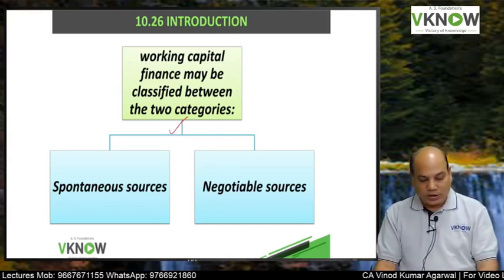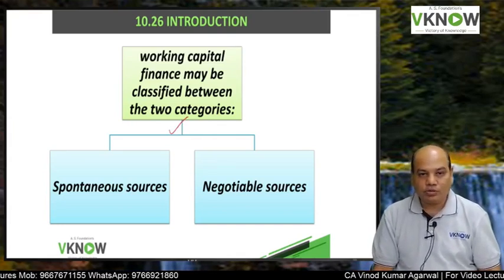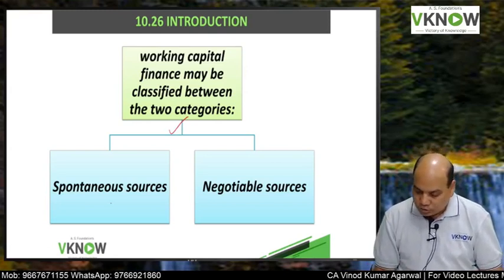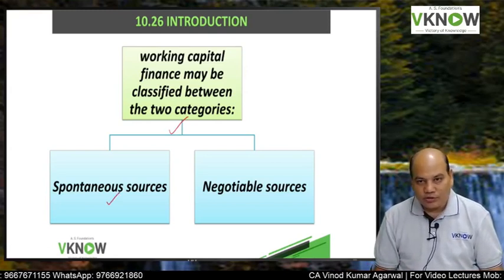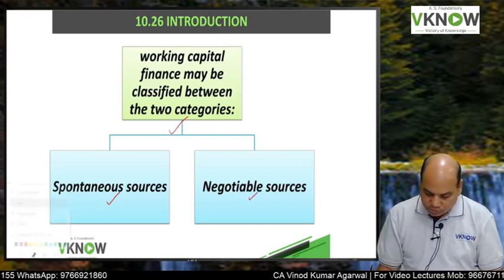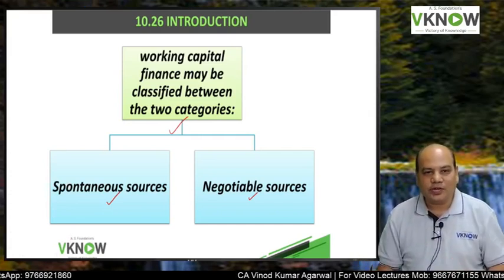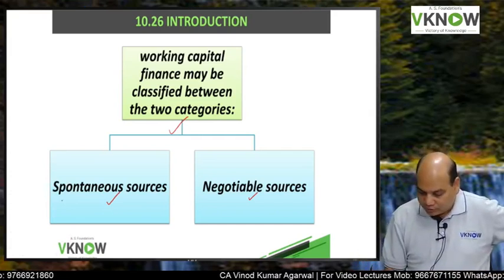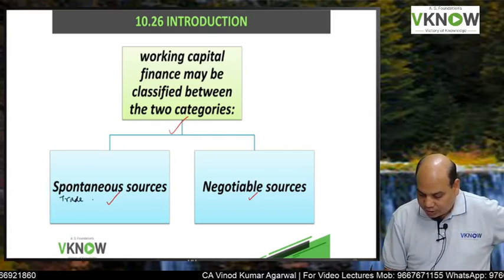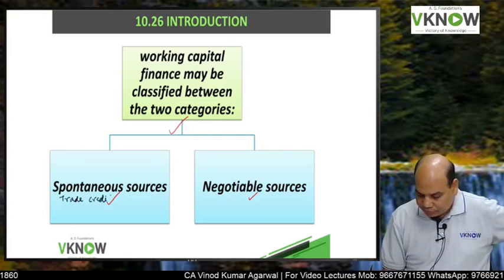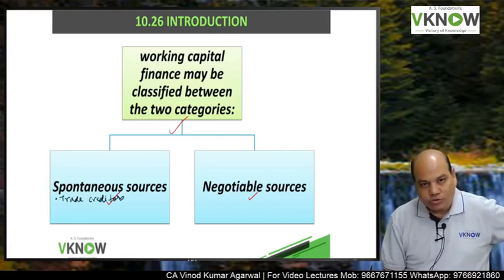Working capital finance again can be classified into two categories. One is called spontaneous source and the other is called negotiable source. Spontaneous source means they automatically arise in the day-to-day operations. For example, trade creditors. Is it right? You purchase goods on trade credit.